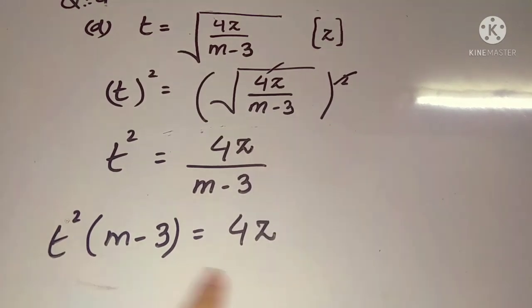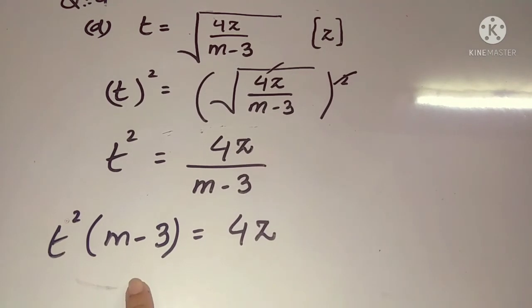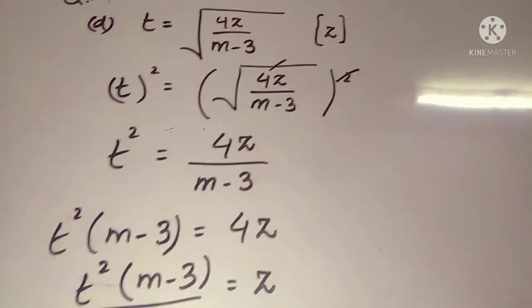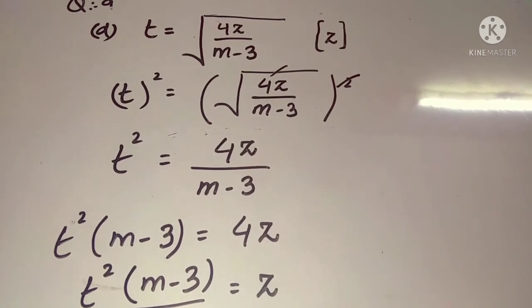We have to make z the subject, so this 4 is multiplying with z. When it comes to this side, it will be divided with this term. So it will become t square times m minus 3 over 4. So the value of z is t square times m minus 3 over 4. So this is your answer. I hope that question number 9 is clear to you. Now let's move forward to question number 10.